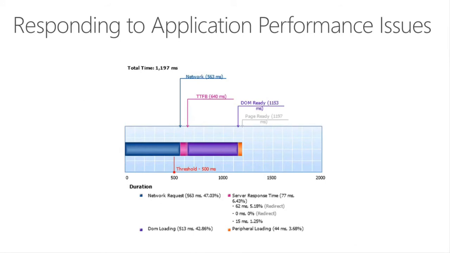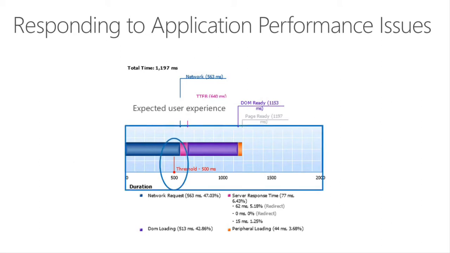So let's actually have a look at what this graphic is showing here. From a response point of view, you can see that we have a threshold of 500 milliseconds. However, we've gone well over that. So if we drill in this a little more, you can see that what we expected the end user experience to be was 500 milliseconds. The actual end user experience ended up being a little more around 1200. So we've definitely got a problem here.